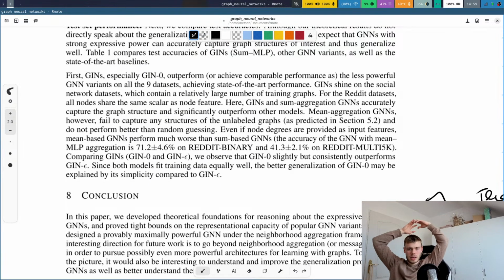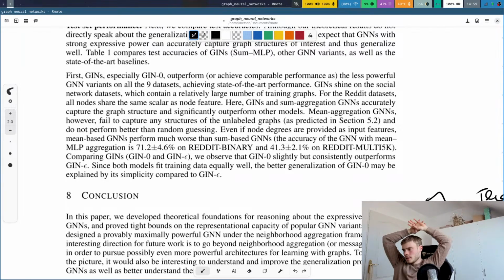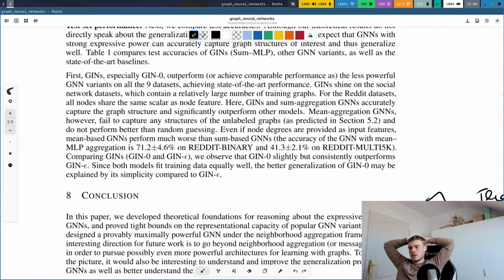This makes sense because when all nodes have the same representation, you need a summation because you cannot count with a mean. And this is probably also why they focused on this multi-set thing. Even if node degrees are provided as input features, mean-based GNNs perform much worse than sum-based GNNs. Makes sense on this Reddit thing. With mean MLP aggregation is 71.2 plus-minus 4.6% on Reddit-binary and 41.3 plus-minus 2.1% on Reddit-multi-5K.